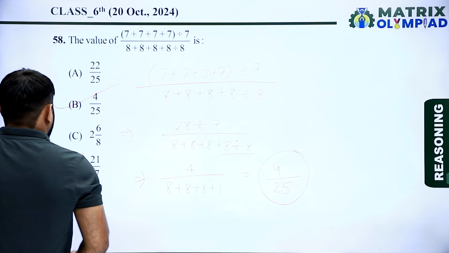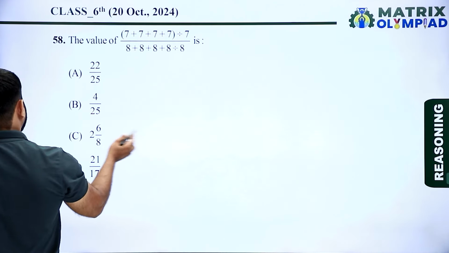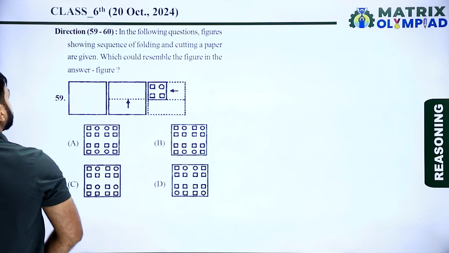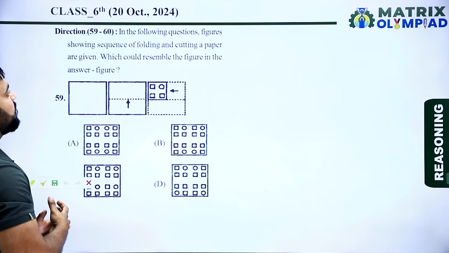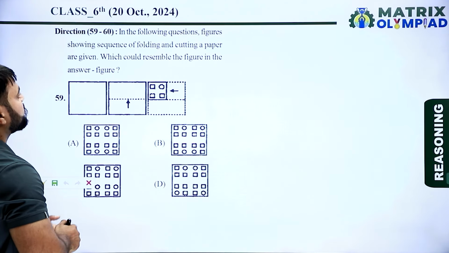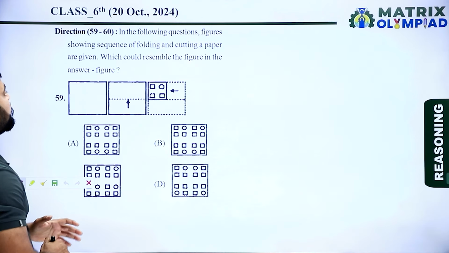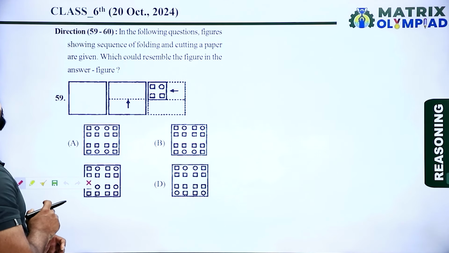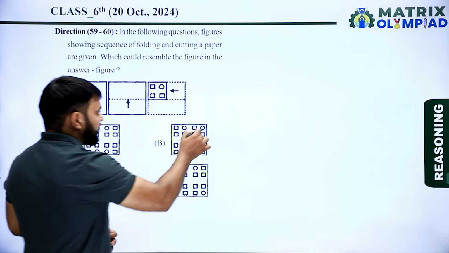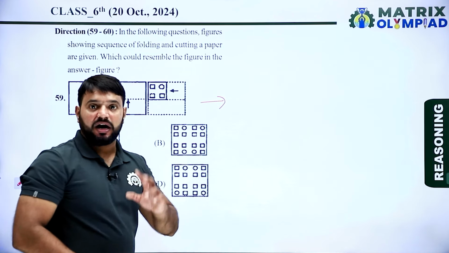Now the next question is question number 59 and 60. In the following questions, figures showing the sequence of folding and cutting a paper are given, which could resemble the figure in the answer figure. So find the unfolded paper after cutting.